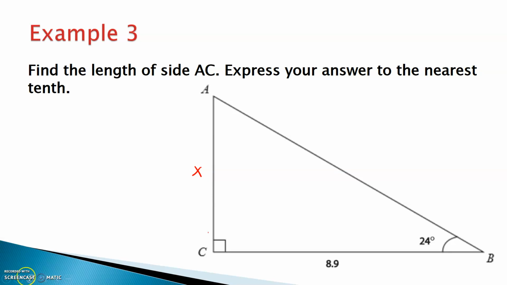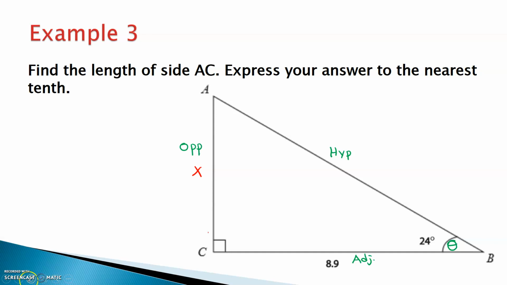Now, of course, let's go through and label the things that I know. My reference angle here is 24. That's my starting point. That's what they gave me. So I'm going to go directly across. That is my opposite. Across the 90 degrees is my hypotenuse. And then the last guy here, 8.9, is my adjacent.